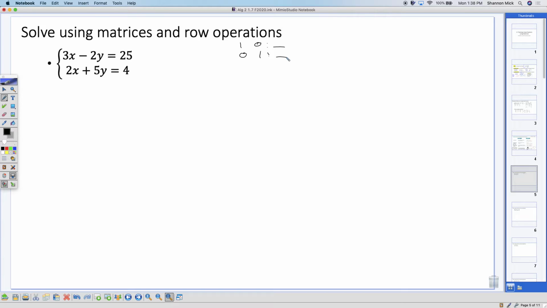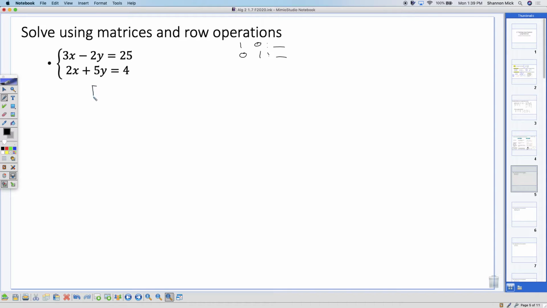You probably have 4 or 5 steps. So, if you don't have 3/4 of a page, I would start at the top. And remember, we're going to do columns again. So the first thing I need to do is write this in an augmented matrix.